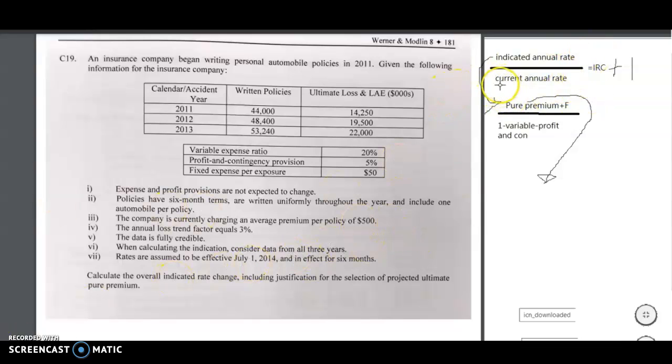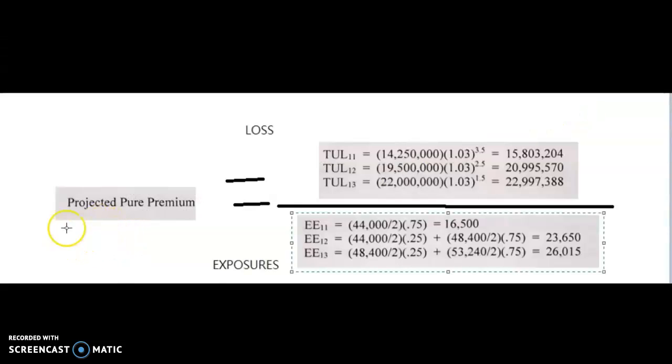Now we already have the current annual rate, which is 500 times 2, which is 1000. So next we have to calculate the indicated annual rate. Here is the formula, which is the pure premium plus the fixed expense divided by 1 minus variable minus profit and contingency. These three values are given by the question, here. So now we only have to calculate the pure premium. To calculate the pure premium, we have 2 parts to calculate first, one is the loss, and one is the exposure. So the pure premium is the sum of the loss divided by the sum of the exposure.